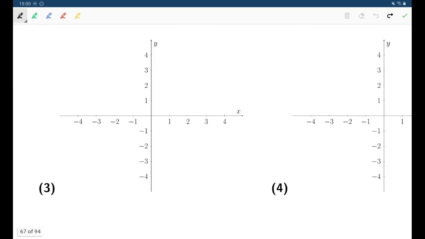So the point 0, 1, multiply its y coordinate by 3, we'll get the point 0, 3. We had the point negative 1, 0. And we've also got the point negative 2, negative 1, and we multiply its y coordinate by 3. That gets me negative 2, negative 3.